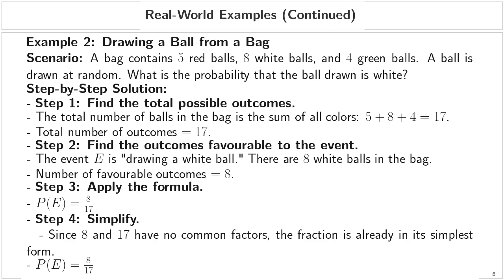Finally, step 4, we check if we can simplify the fraction. Since 17 is a prime number and doesn't share any common factors with 8, this fraction is already in its simplest form. So, our final answer is 8 over 17. It's the same logic as the die roll, just with a larger set of possibilities.